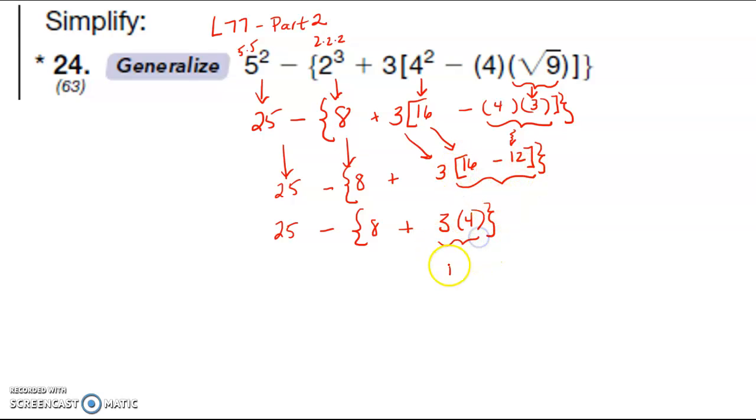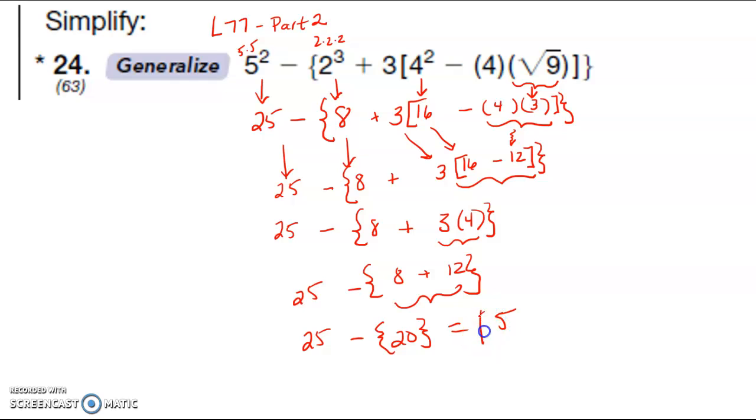And then I have 12 plus 8 minus 25. 25 minus this is 20. 8 plus 12 is 20. So 25 minus 20 is 5.